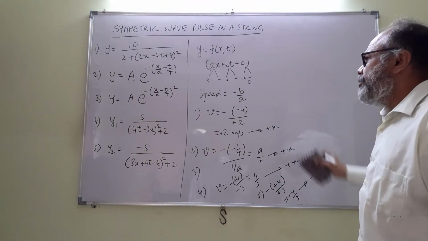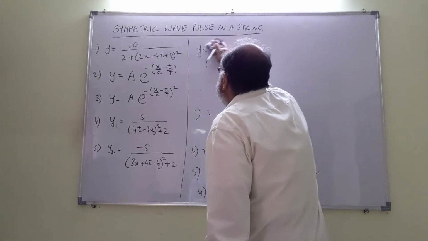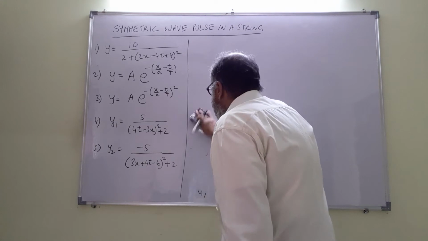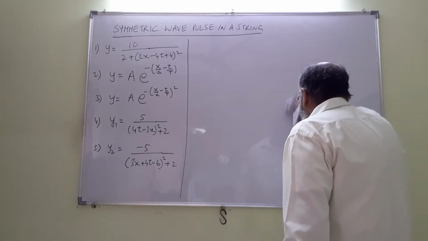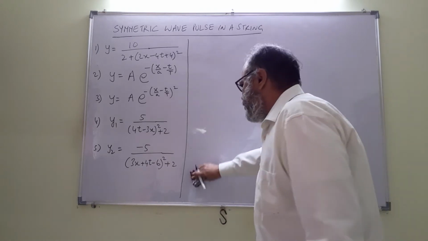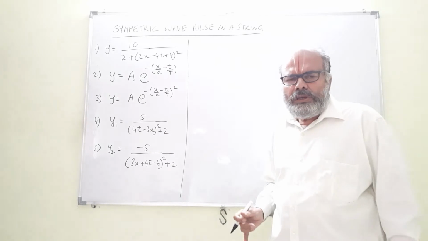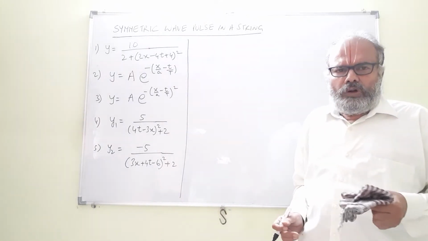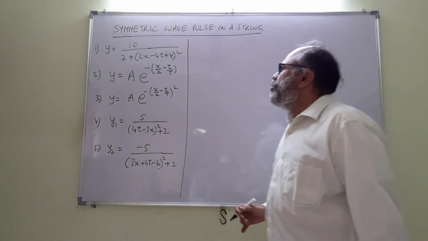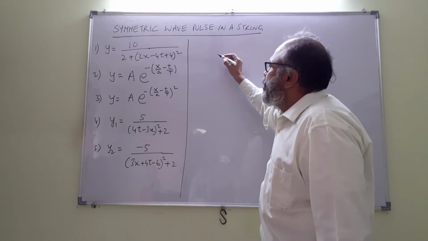Yes. So now let us see how to check whether this waveform is symmetric or not. To check whether it is symmetric or not, the first thing we must note is that there must exist a local maxima or a local minima. So how do we find a local maxima or a local minima?